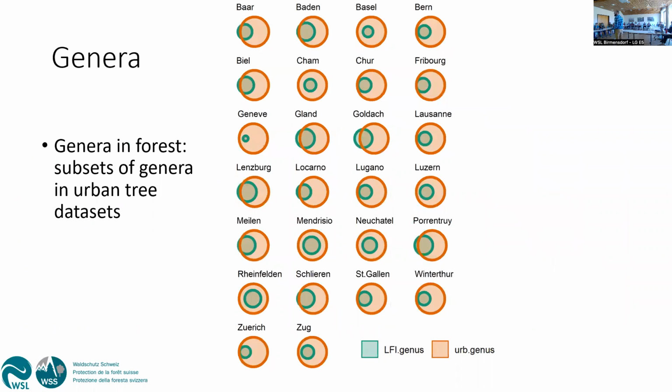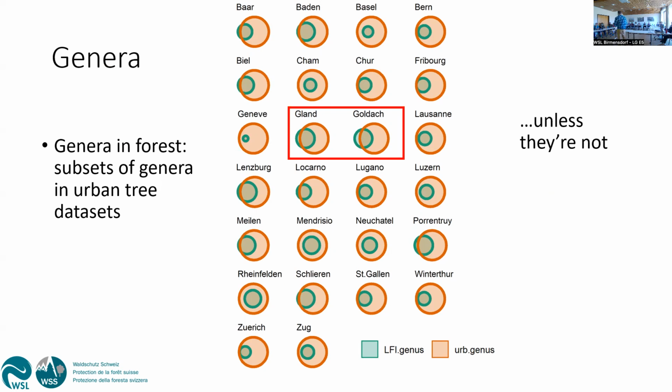So the next step for me was to look into whether one is a subset of another. So these are Euler plots. They're basically Venn diagrams, but true to size, within every circle, every municipality. And we see that in most cases, the forest trees, at least the genera of the forest trees, are subsets of the genera in urban tree data sets, except when they're not.